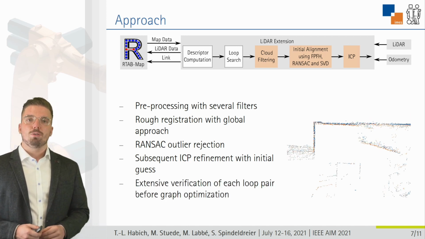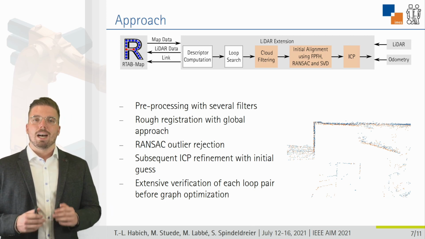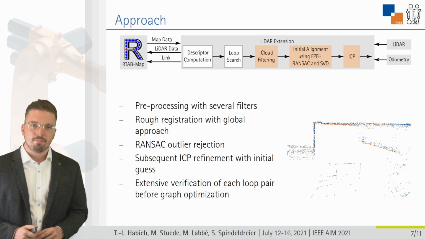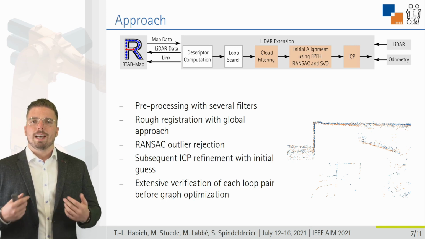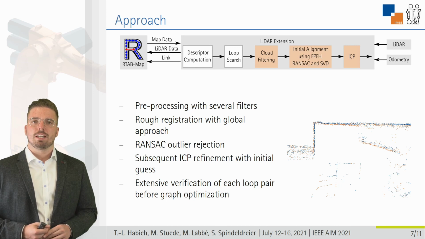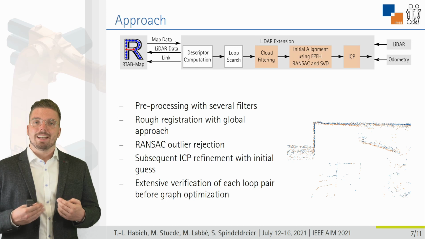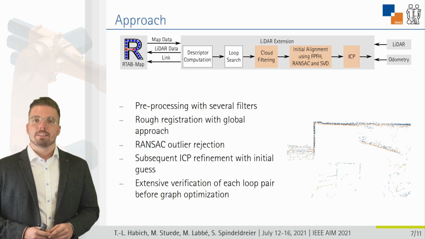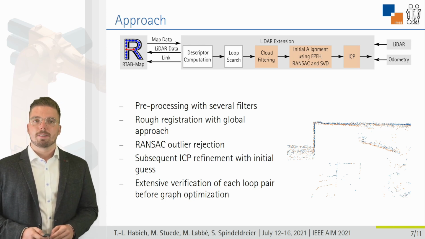Since adding a wrong loop has catastrophic consequences for the SLAM system, our paper presents several loop verification criteria. These are based, for example, on the map positions of the individual nodes or on the number of inliers during initial alignment. If all criteria are met, the loop can be added by a link in RTAB-Map, and the graph can be optimized, and the odometry drift can be corrected.